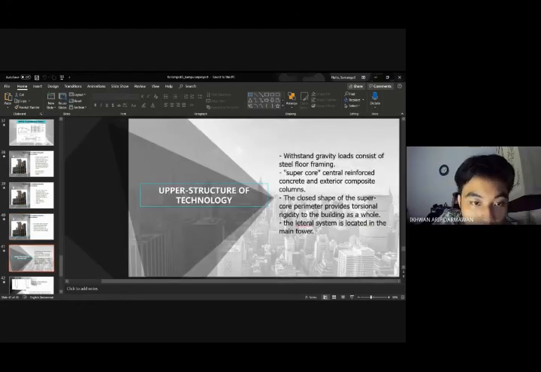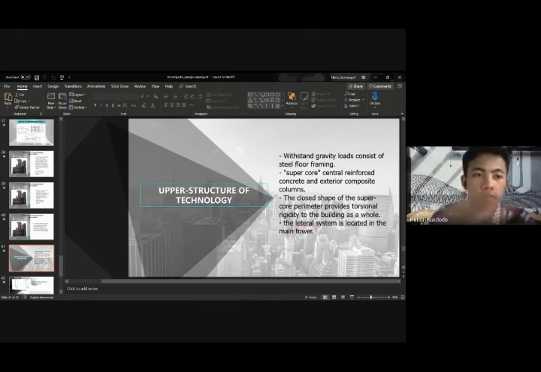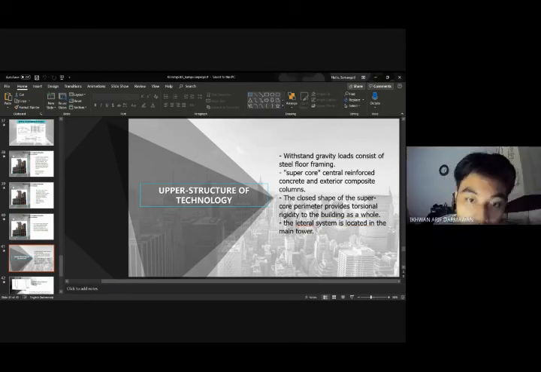The first structure topology. First, to withstand gravity loads, it consists of steel floor framing. Second, supercore central reinforced concrete and exterior composite columns. Third, the closed shape of the supercore perimeter provides torsional rigidity to the building as a whole. The lateral system is located in the main tower.